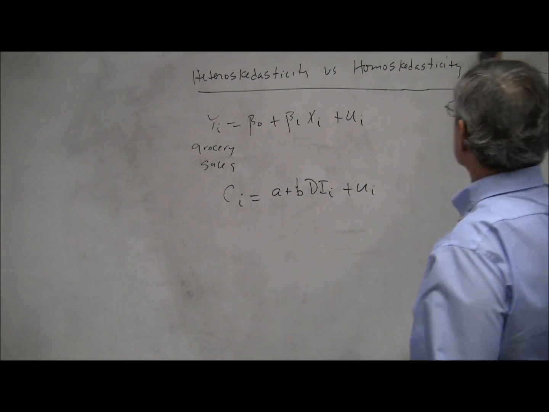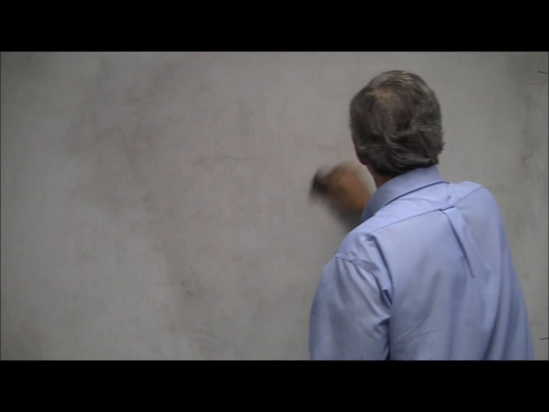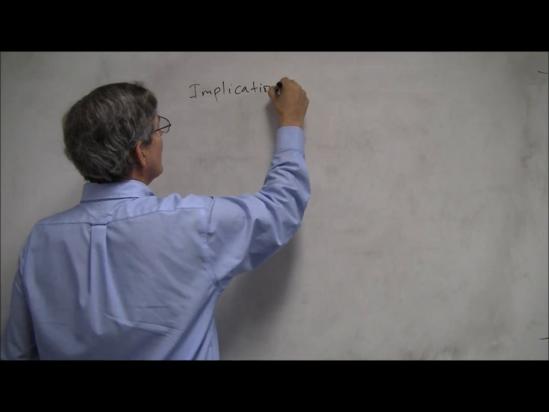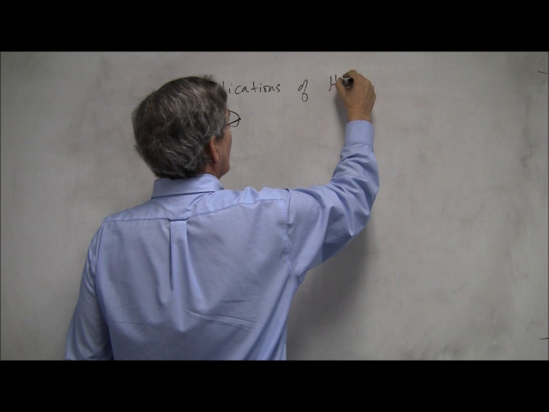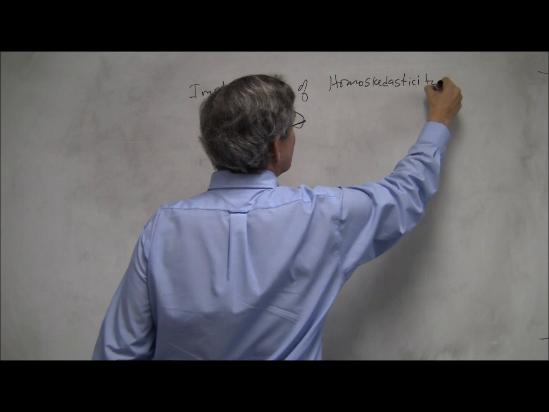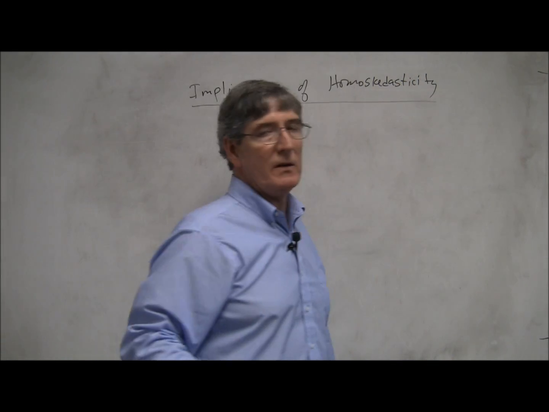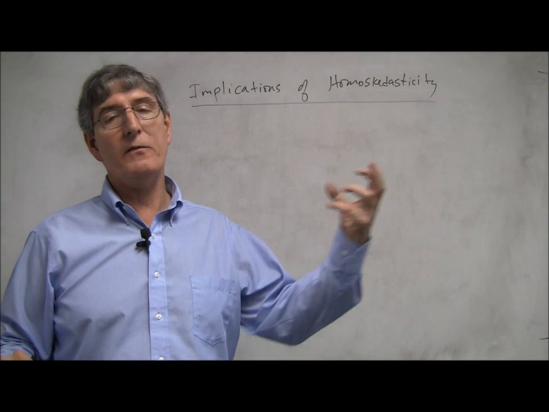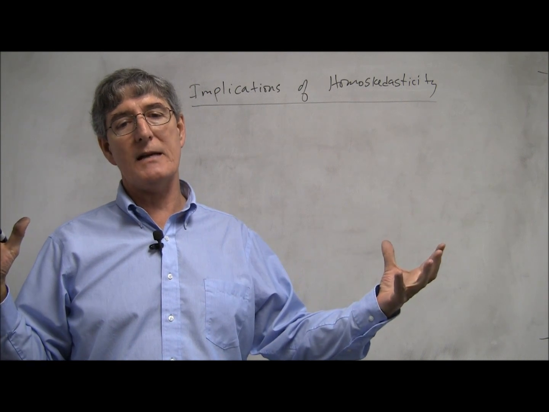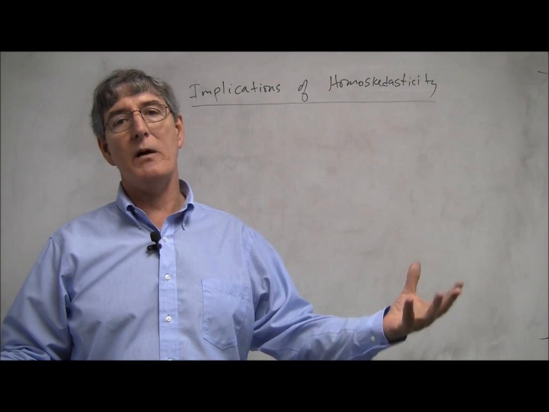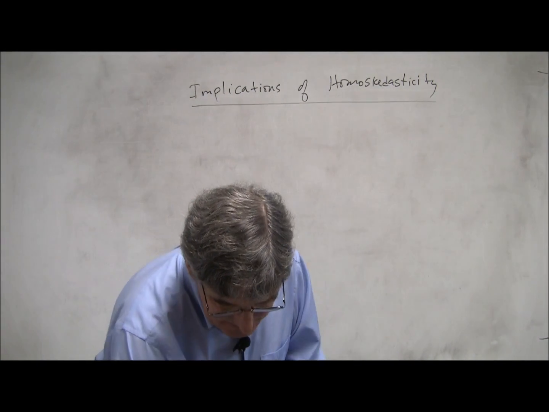So what are the implications of homoscedasticity? Up until now, we have not been assuming equal variances. We've been allowing for heteroscedasticity, for unequal variances. And so the formulas we've used for beta 1 hat, and particularly for the standard error of beta 1 hat: the formula for beta 1 hat doesn't matter whether you have hetero or homoscedasticity, but the standard errors of beta 1 hat and beta 0 hat are very different depending on whether you have homoscedasticity or heteroscedasticity.